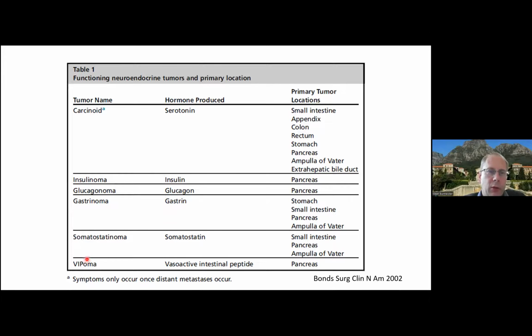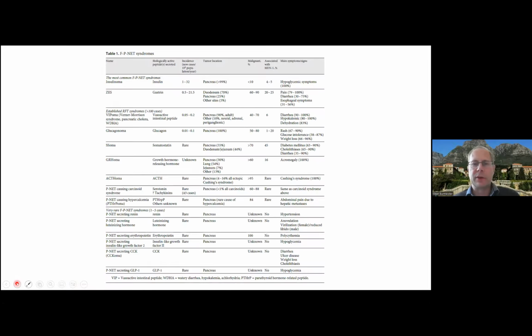But all of the typically found or known functional tumors can exist within the pancreas. Okay, I didn't want to spend too much time on this one. This slide I'll spend a little bit more time on. This is specific to pancreatic neuroendocrine neoplasms and the functional syndromes that go with that.